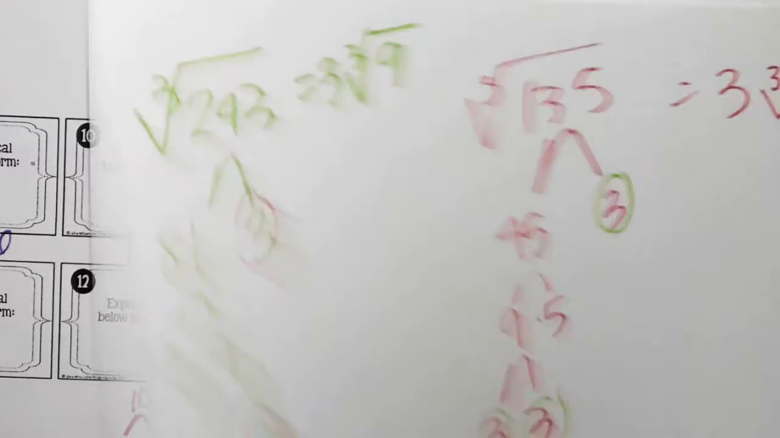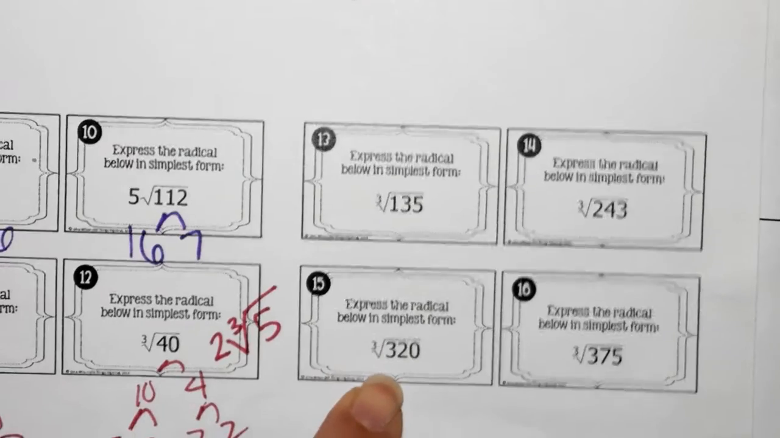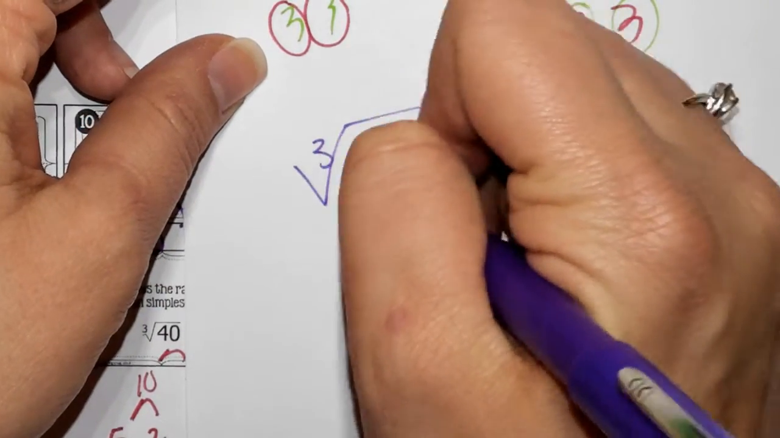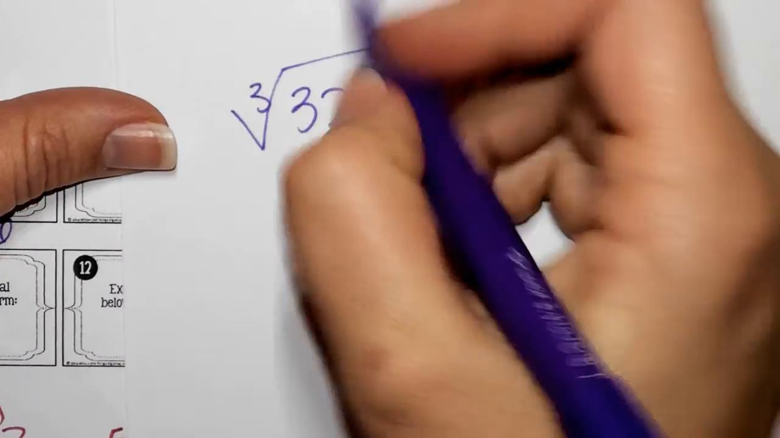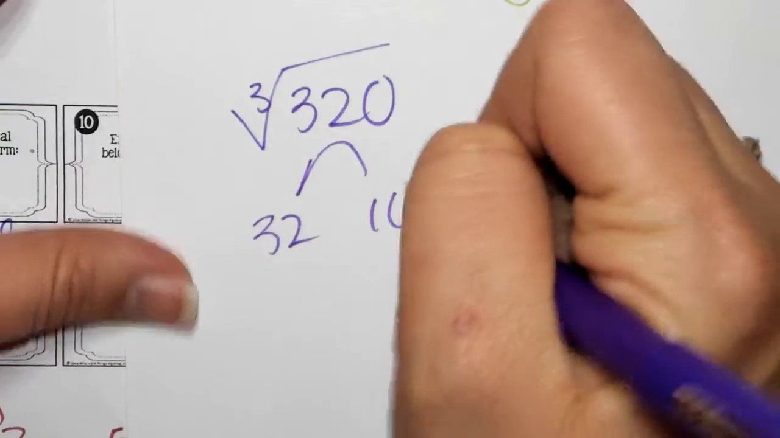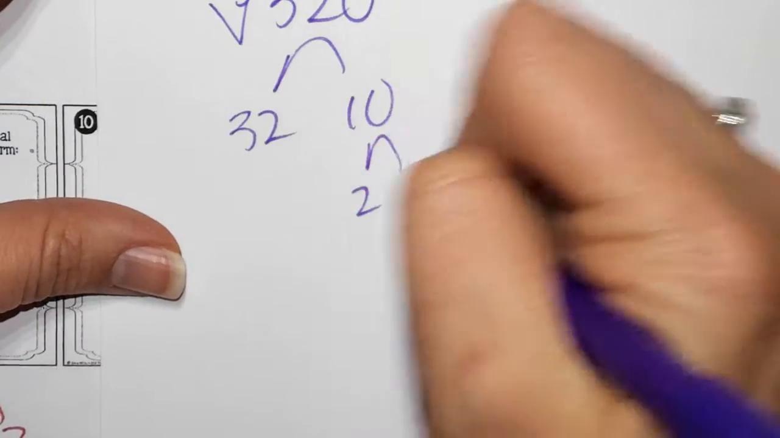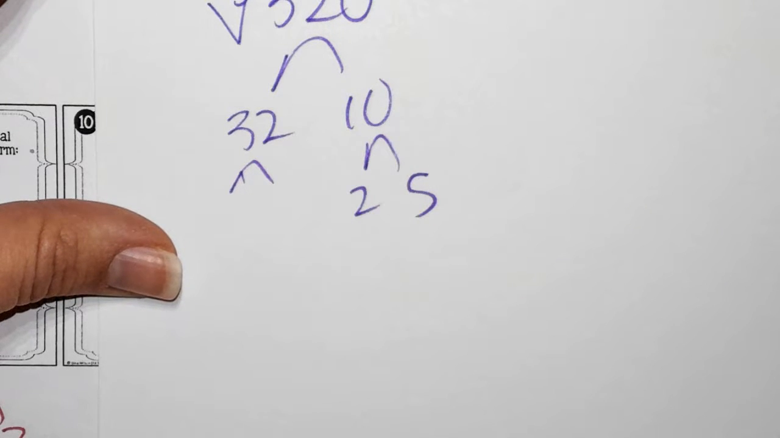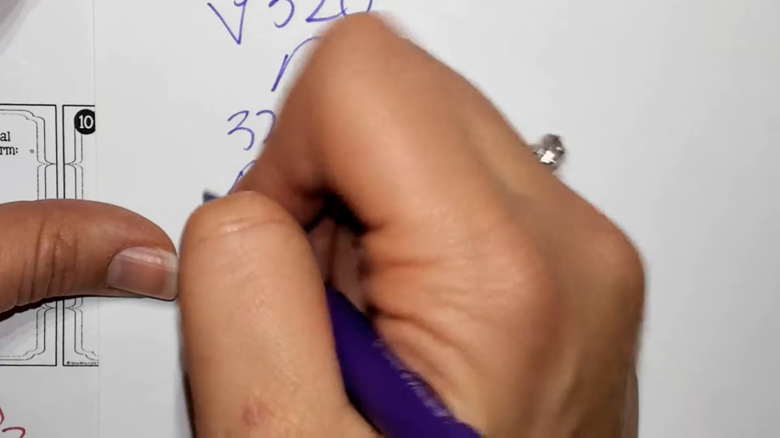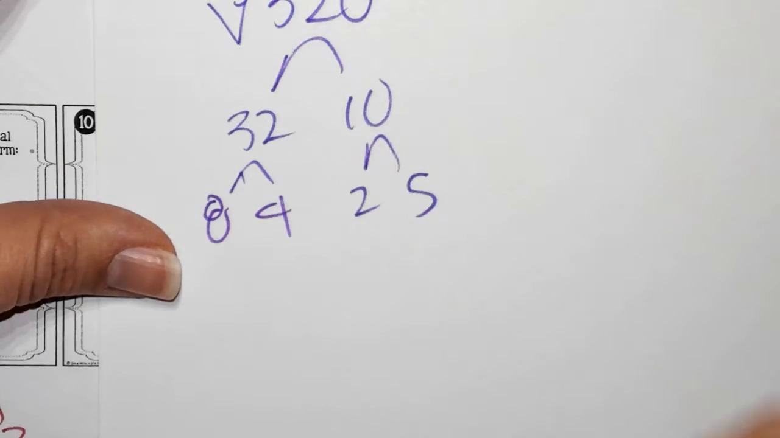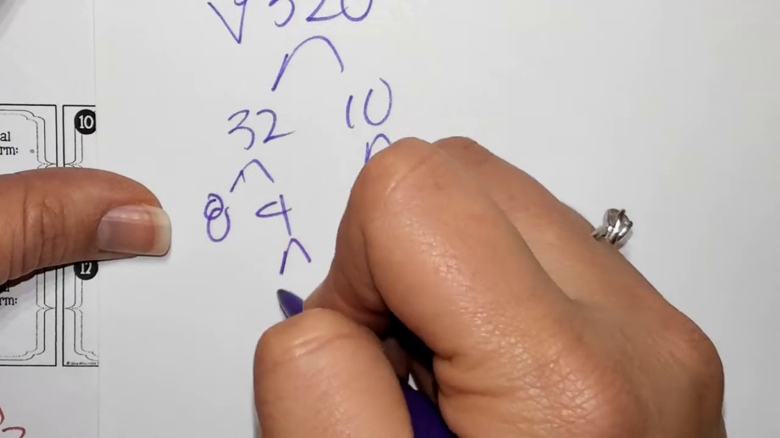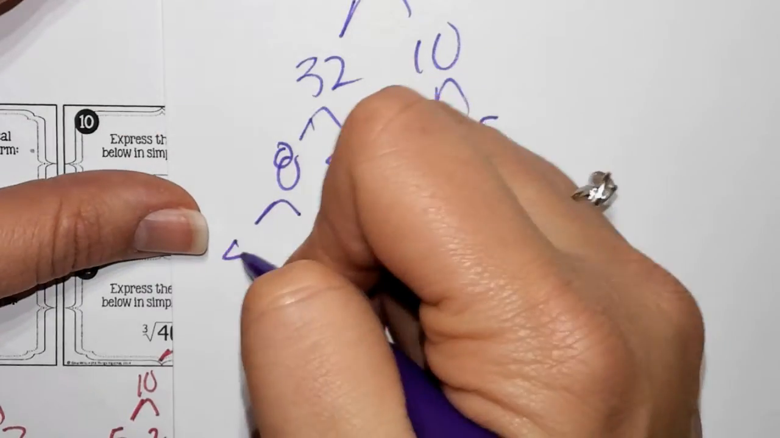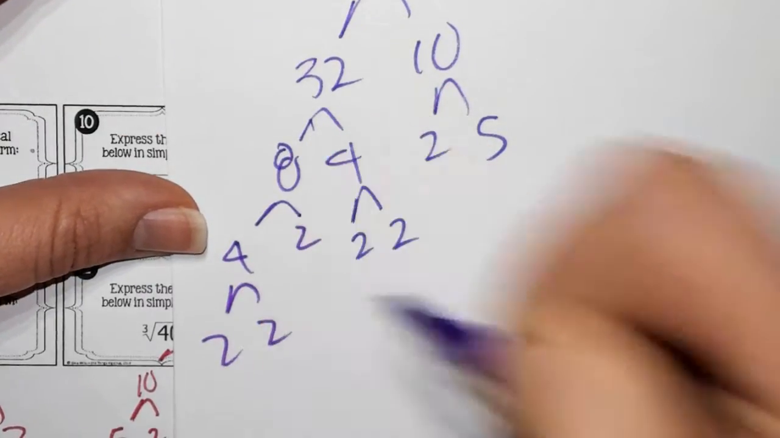Alright, so then cubed root of 320. 32 and 10? Okay, so then did you break this down into 2 and 5? Yes. And then what did you break this into? 8 and 4. Okay, so then this is into 2 and 2. But then this is into 4 and 2, which is 2 and 2.